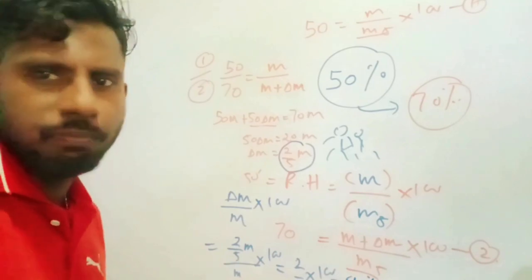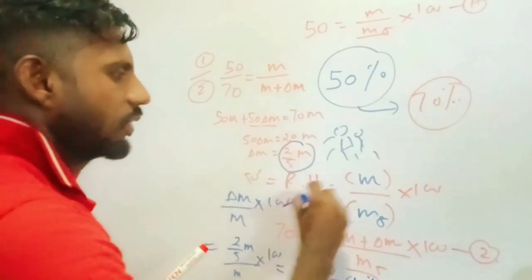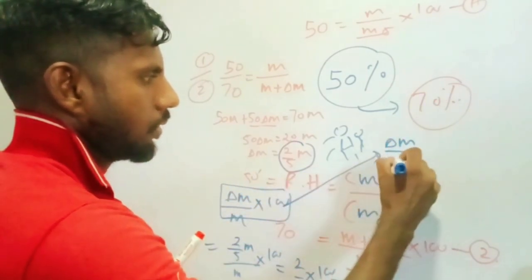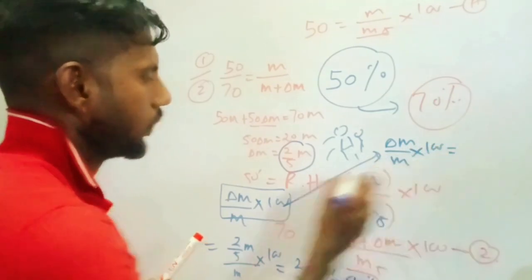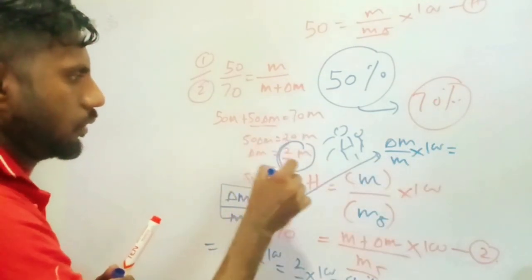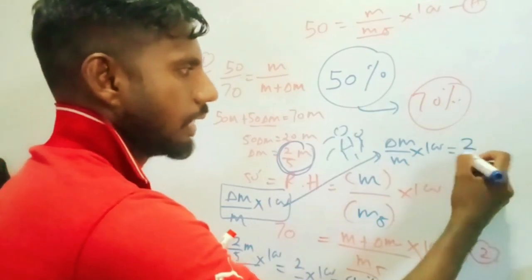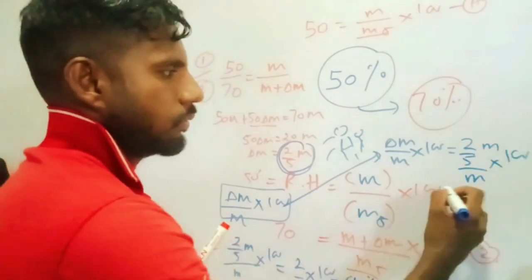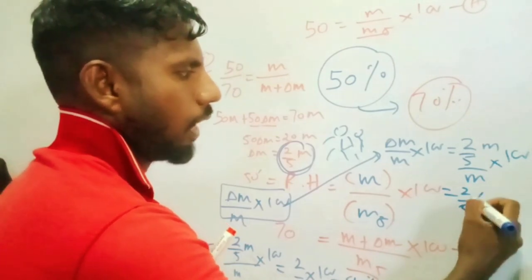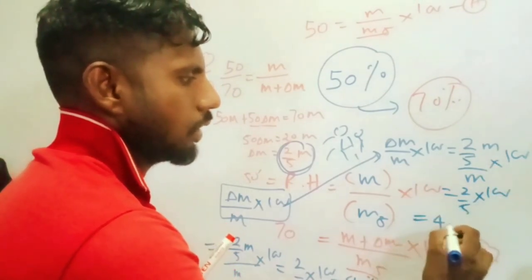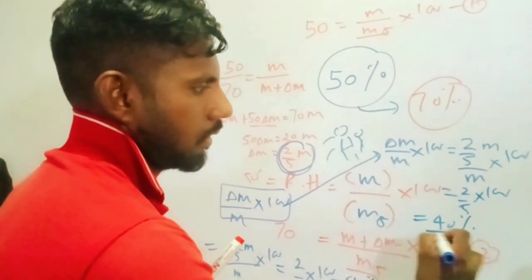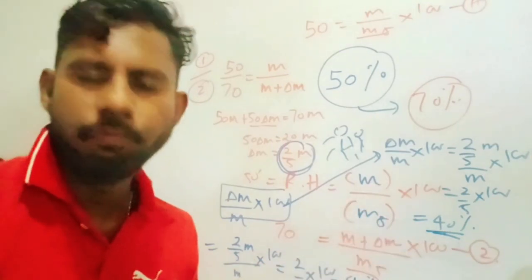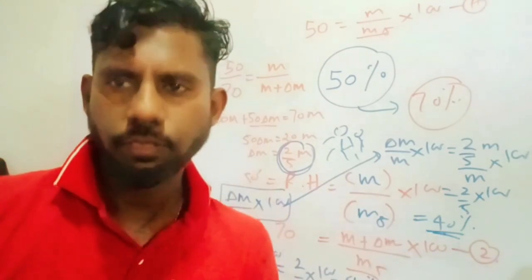You missed that part, so I'll write it here again. So delta M divided by M into 100. Delta M we got, it's 2 over 5M, right? Here you can see it. 2 over 5M divided by M into 100. So M and M cancel off. 2 over 5 into 100, that's 200 over 5, that's 40. Yeah, 40%. That's our answer, right?